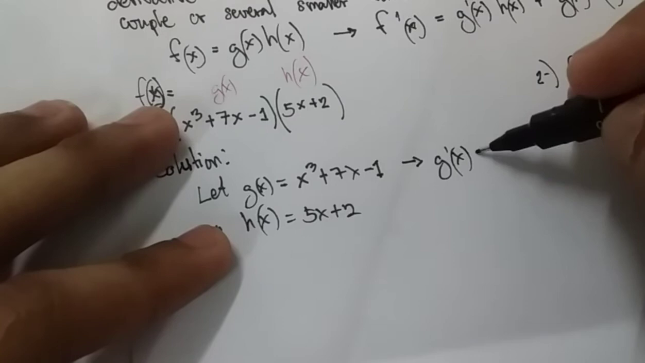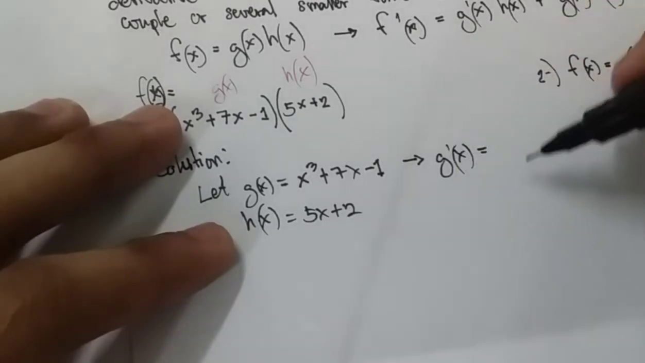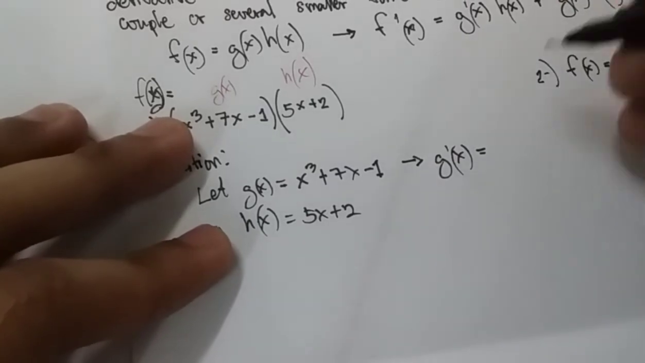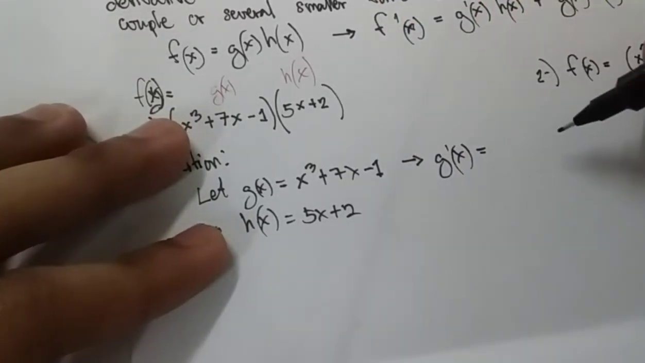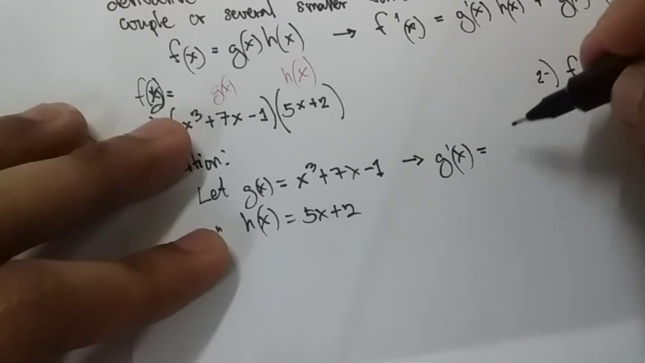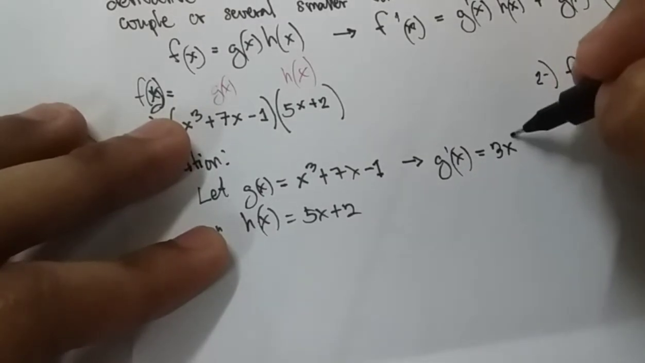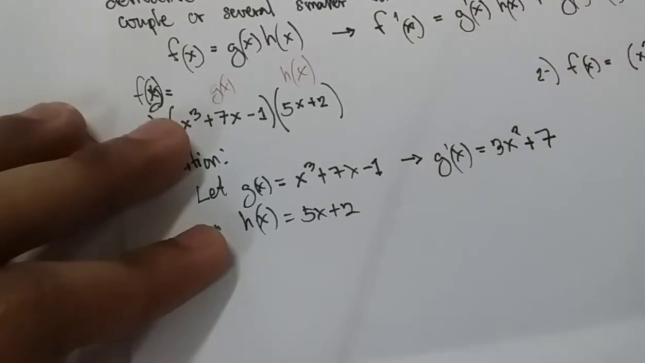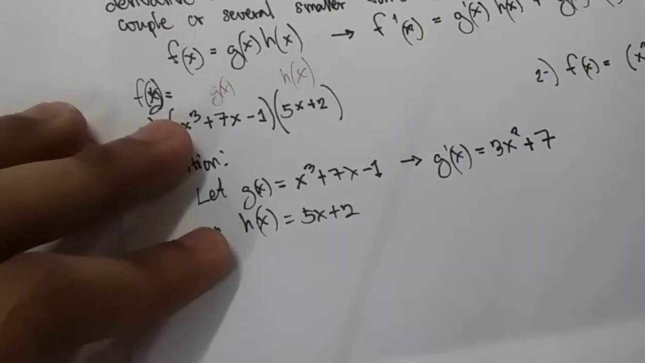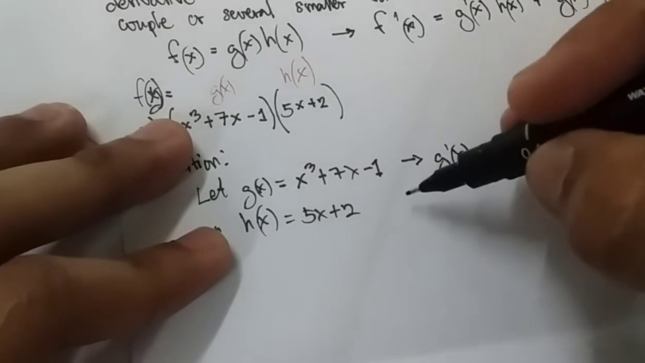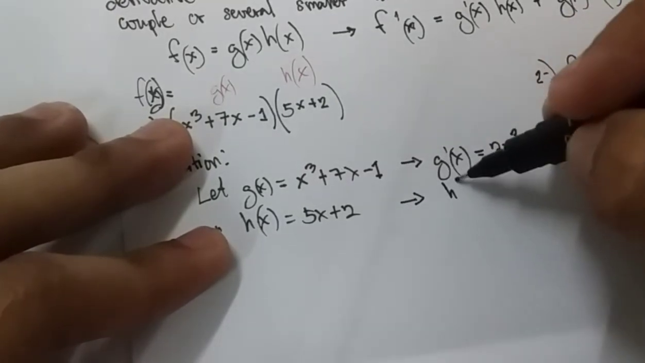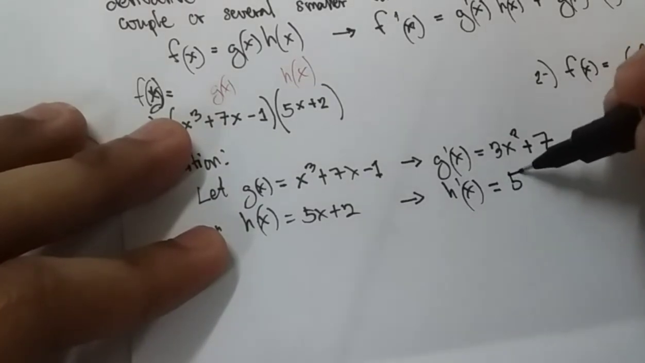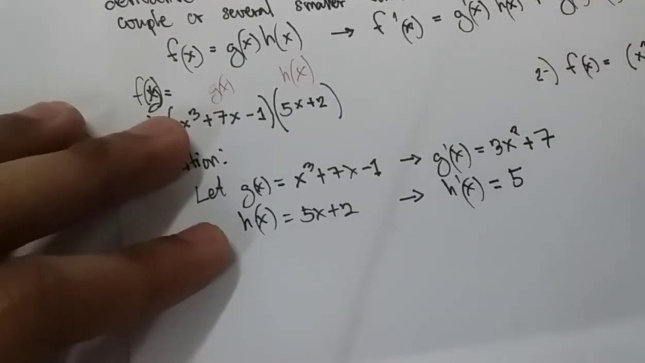So the g prime of x here would be equal to, we can differentiate this one term by term because it is a polynomial function. For the first term we have 3x squared, for the second term we have 7, and the derivative of the constant is 0. Now for the h prime, we have 5 for the first term, and for the second term it is 0.